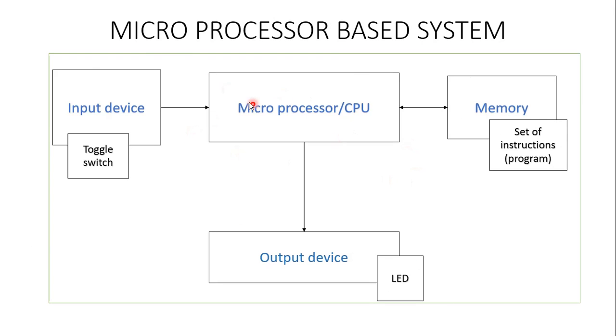Here the block diagram represents a microprocessor based system. Input device, output device, and memory are connected to the microprocessor. Let us take an example. If you want to blink an LED continuously by using a switch and microprocessor, we have to write a set of instructions. According to these instructions, the microprocessor processes the data and sends it to the output device.